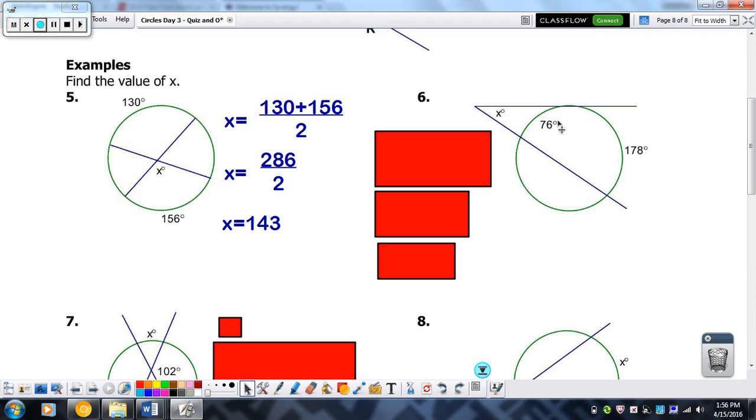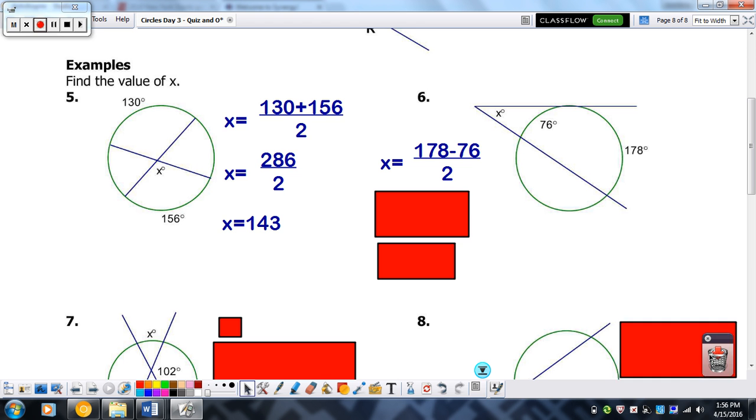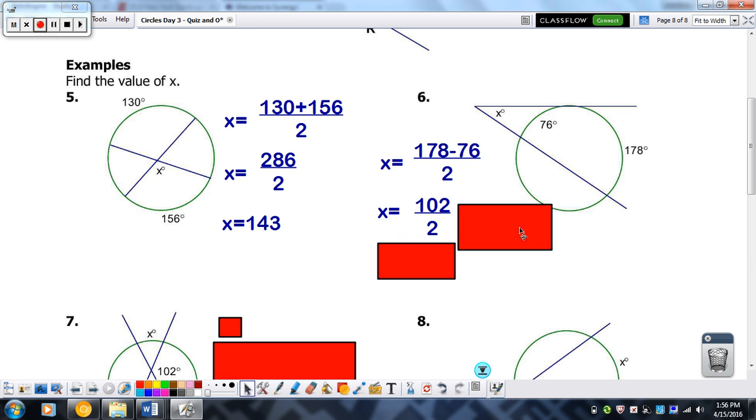Number 6 is an example where they intersect outside. So if we look in the circle, that looks like a big minus sign. So we're going to subtract the arcs. We're going to start out with x equals 178 degrees minus 76 degrees, divided by 2. Again, always do the bigger one minus the smaller one. We're not going to have negative angle measurements. 178 minus 76 is 102. So x equals 102 divided by 2, and 102 divided by 2 is in fact 51.